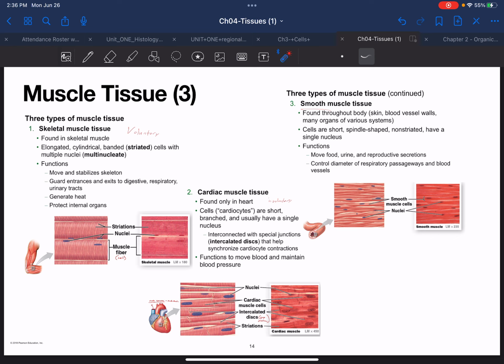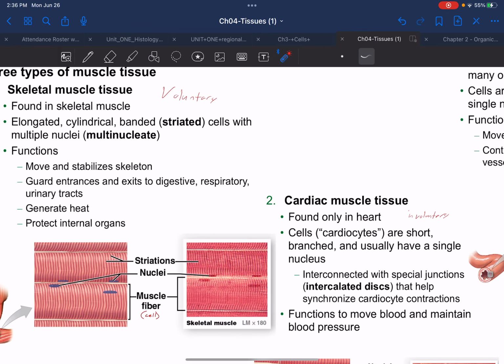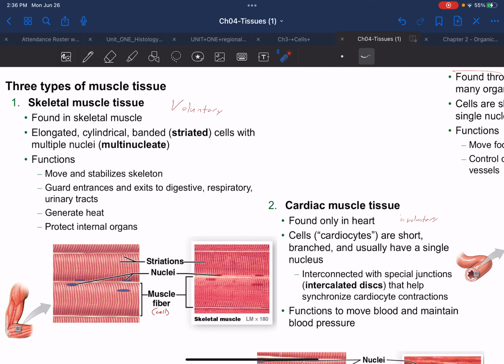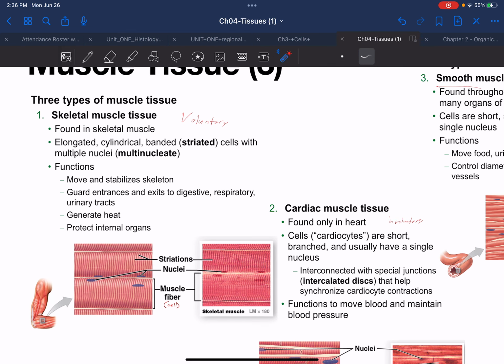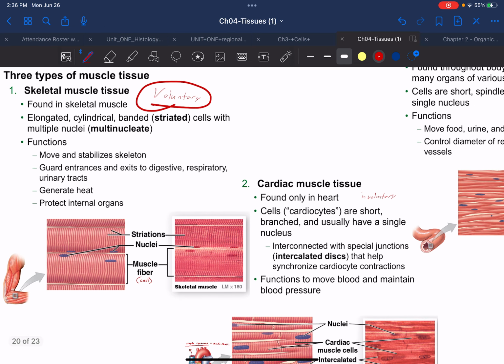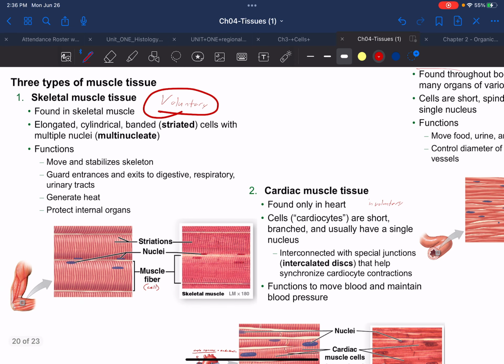Cardiac muscle is found in the heart. Skeletal muscle is found on the bones. Skeletal muscle is multinucleated, has striations, and one thing to add actually is that skeletal muscle is voluntary. But we kind of knew that, right? We can move our skeleton by moving our muscles.